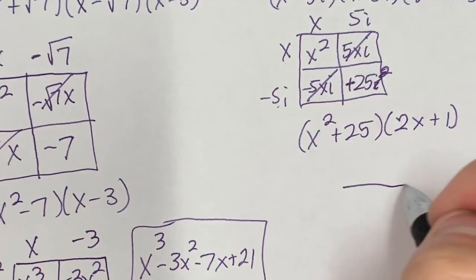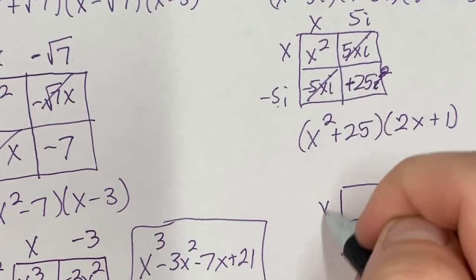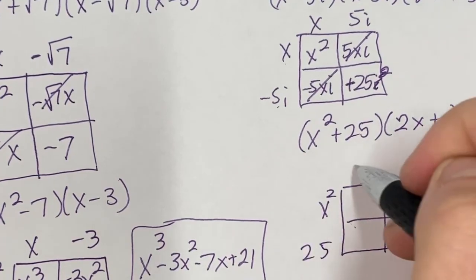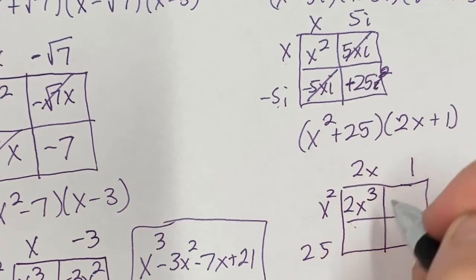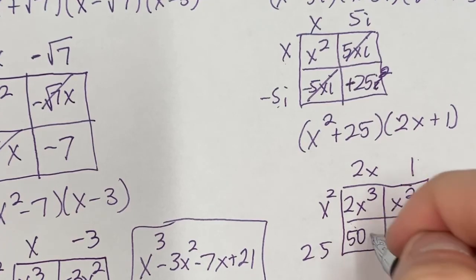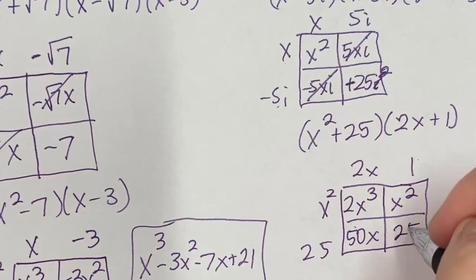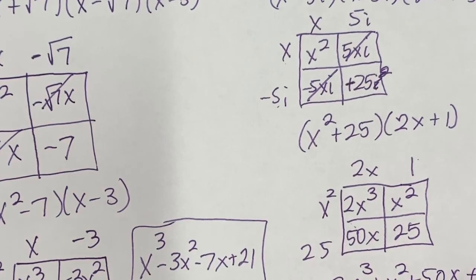We can draw an additional box to help us multiply that. X squared plus 25, 2x plus 1. 2x times x squared is 2x to the third. X squared times 1 is x squared. 2x times 25 is 50x, and 25 times 1 is 25. So our polynomial of least degree would be 2x to the third plus x squared plus 50x plus 25. That would have the given roots of 5i and negative 1/2.